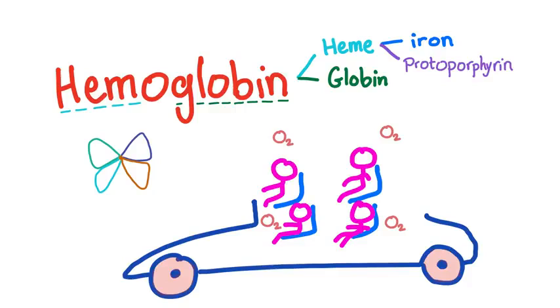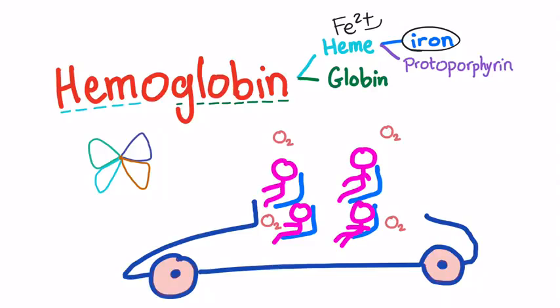So, we've said before that hemoglobin consists of heme and globin, and the heme consists of iron and protoporphyrin. The hemoglobin is a structure that has 4 sites for oxygen. In other words, hemoglobin can carry 4 oxygen molecules. So each hemoglobin molecule can bind 4 oxygen molecules. Where? On the heme portion. Where exactly? In the iron, which is in the heme.